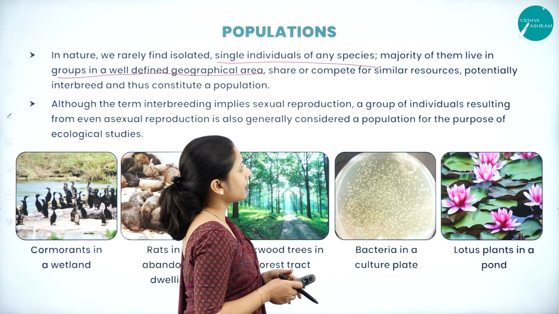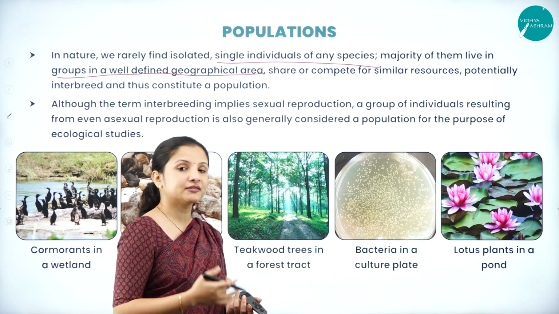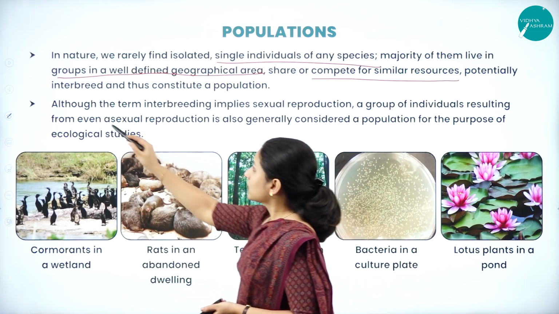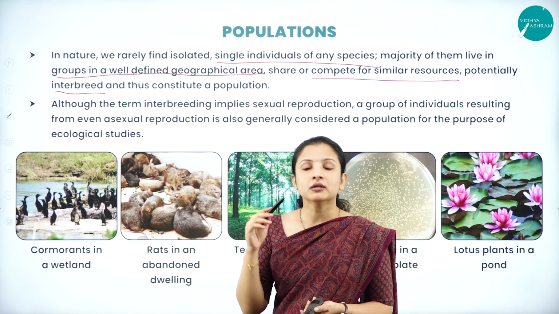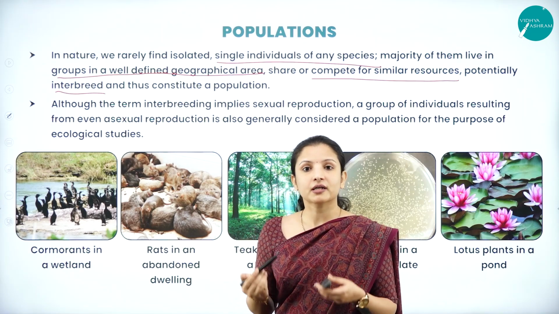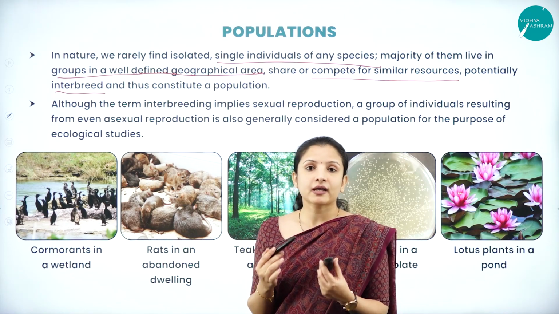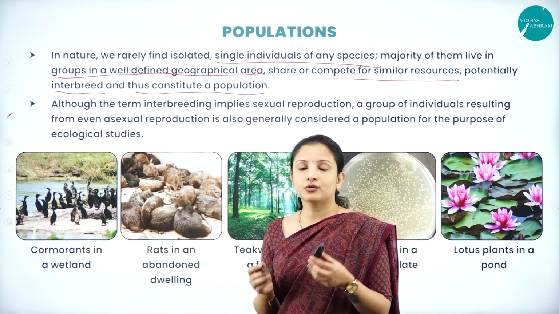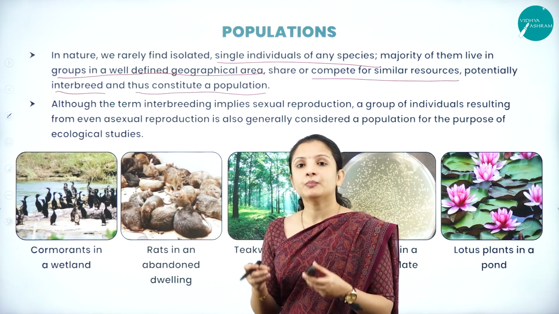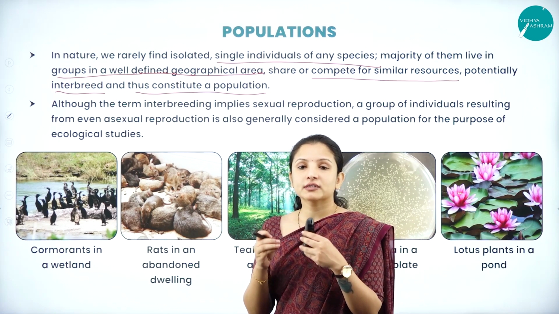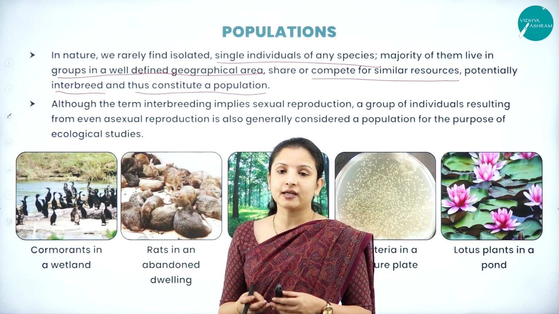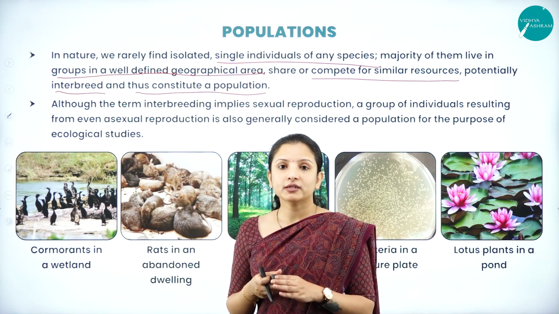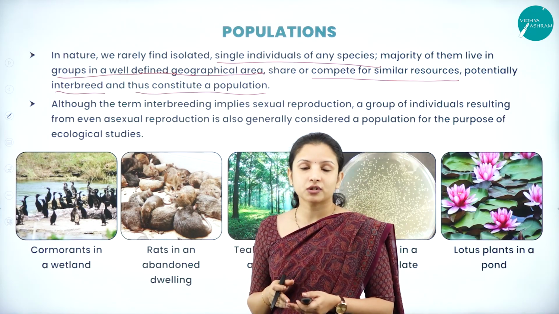So likewise, they share the same place, they compete for space, they compete for food, they compete for similar resources, and also they interbreed with each other, increasing the population. So all this has to occur in a particular population, and no individual can live isolated, and thus all these together constitute a population. So a group of individuals sharing a particular geographical area, competing for the similar resources found in that particular geographical area, and also interbreeding with each other, and also sharing space with each other. All these together constitute a population.